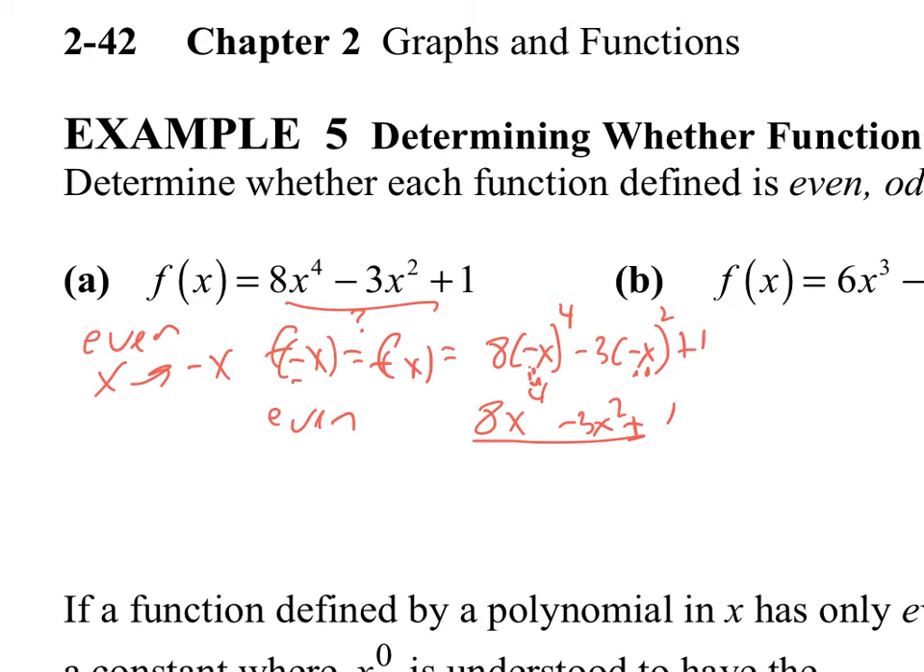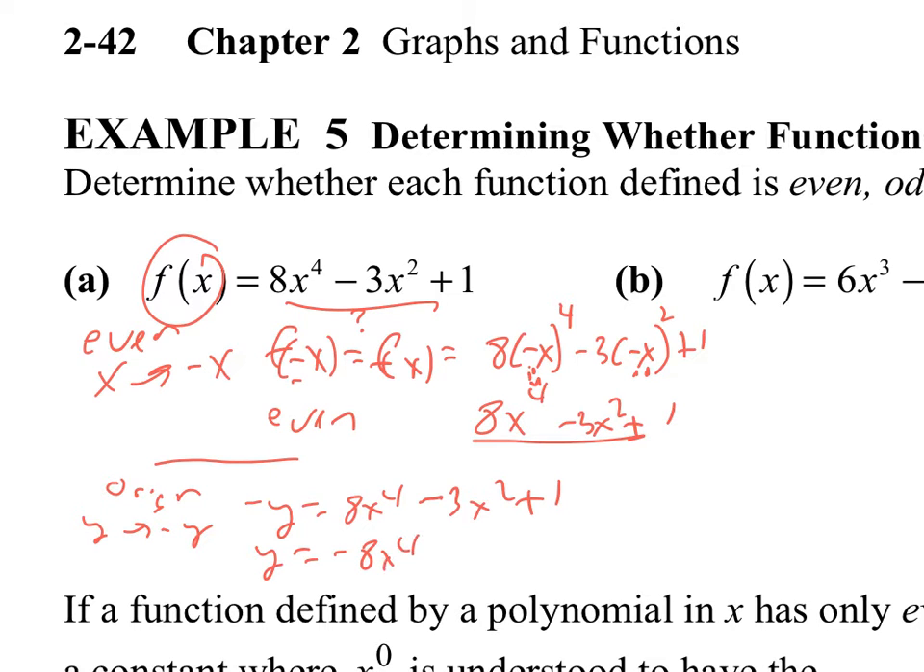I guess I better check if I do both. Let's check for origin. Is it possible to have symmetry on the y and still have it on the origin? That means y would have to become a negative y. If I call this my y, is negative y the same as 8x to the fourth minus 3x squared plus 1? To get rid of that negative and solve for y is negative 8x to the fourth plus 3x squared minus 1. Are they the same as the original? No. So it's just an even function.